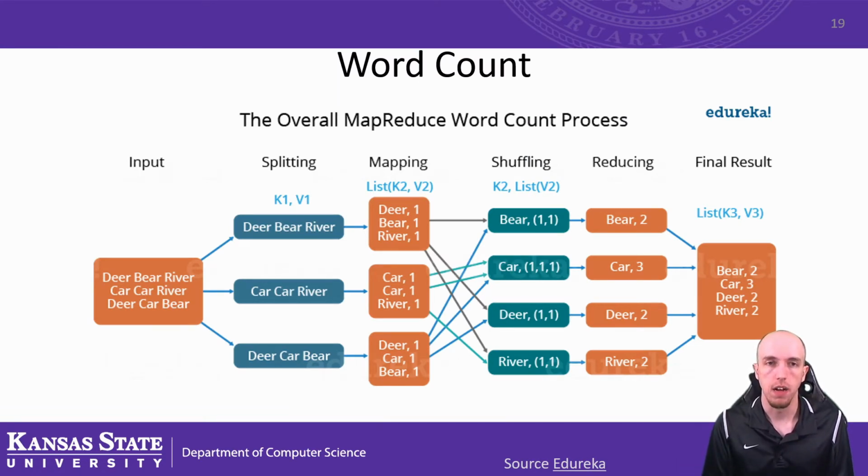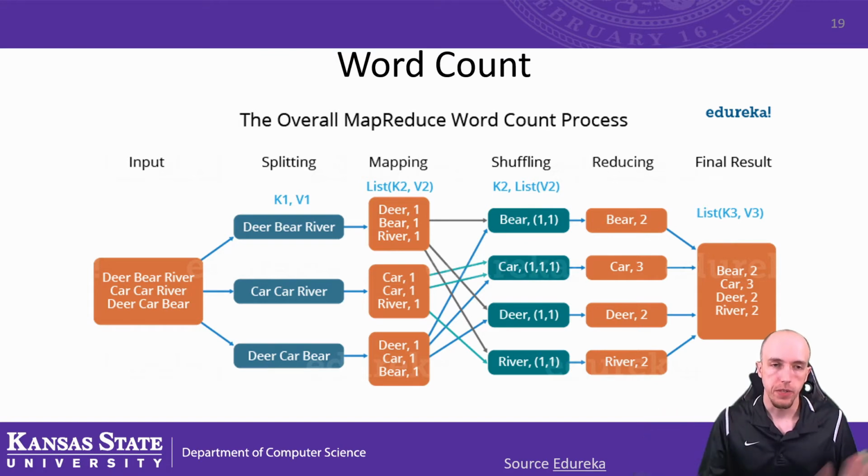So let's take a look at another example here with word count, which is a real classic example of how MapReduce works. So our input here is a very simple section of text. So a bunch of different words: deer, bear, river, car, river, deer, car, bear. So you can imagine this being a very large book or something like that, and we want to count the occurrences of each word in our data set.